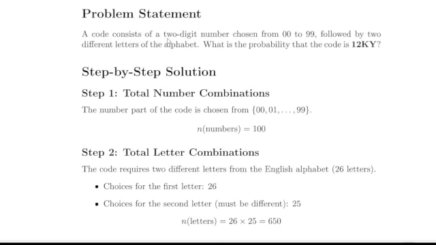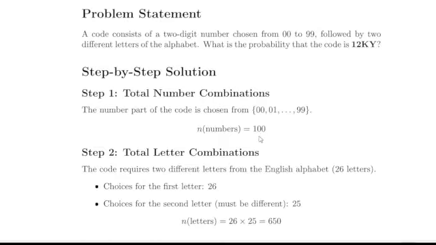A code consists of a two-digit number chosen from 00 to 99, followed by two different letters of the alphabet. What is the probability that the code is 12KY? Let's first start off with the two-digit numbers. We know that two-digit numbers range from 00 all the way up to 99. So there's a total of 100 numbers.